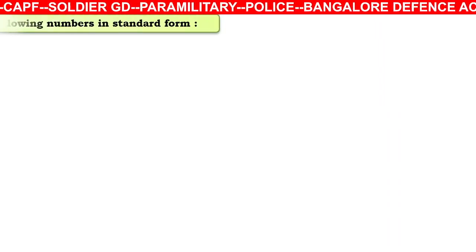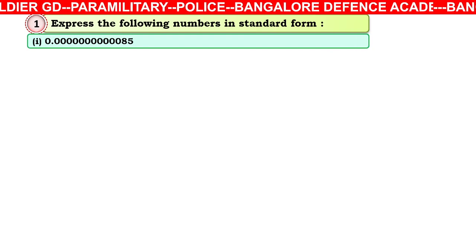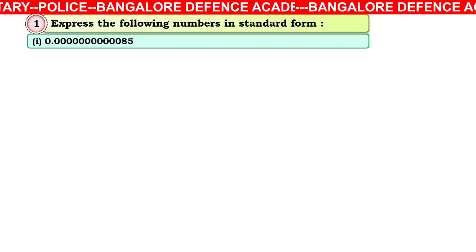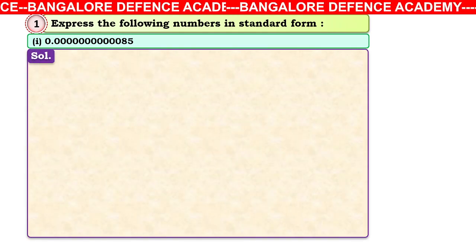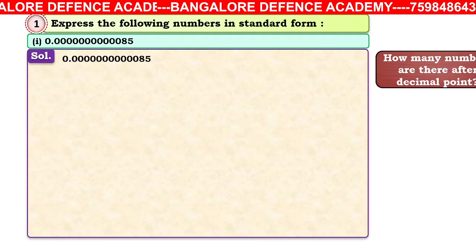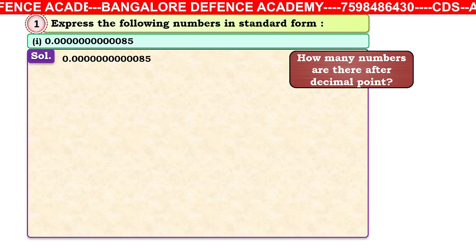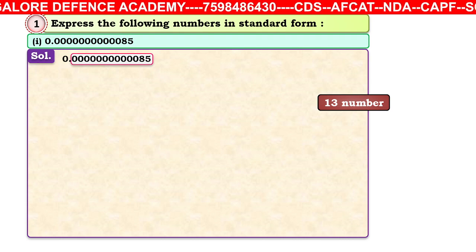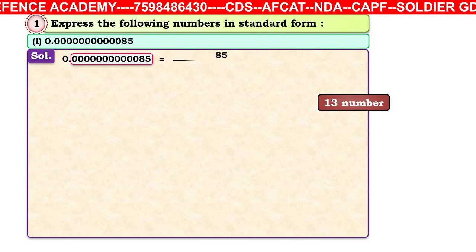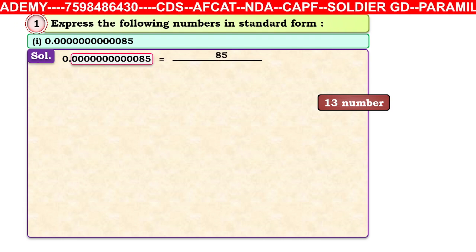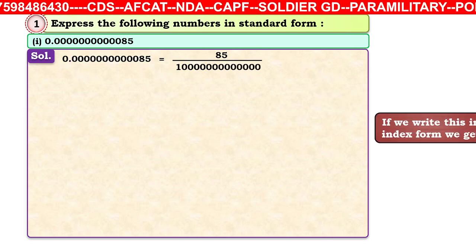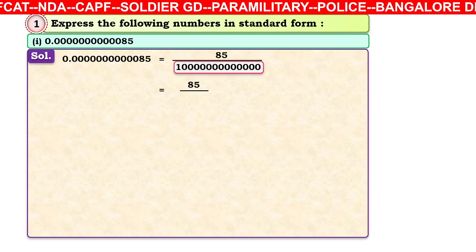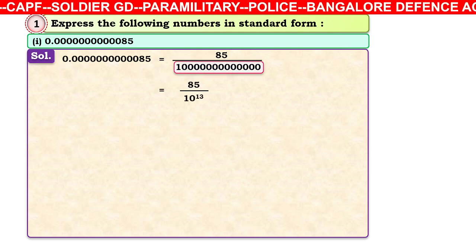Okay. Next exercise. Express the following numbers in the standard form. Now you can see after 0 there is a point, and after the point there are some n number of zeros, and then you have the last digits 85. So in this kind of question, you have to count how many numbers are there after the decimal point. Okay, so we have 13 numbers, and now how to express this? So I can write this as 85 divided by 13 zeros. If we write this in index form, we get it as 85 divided by 10 to the power of 13.